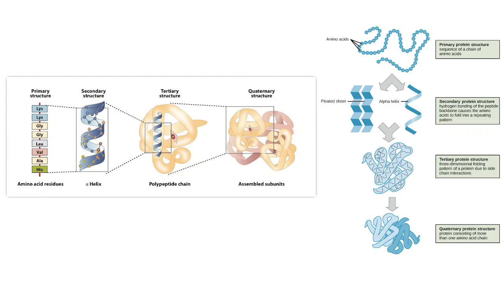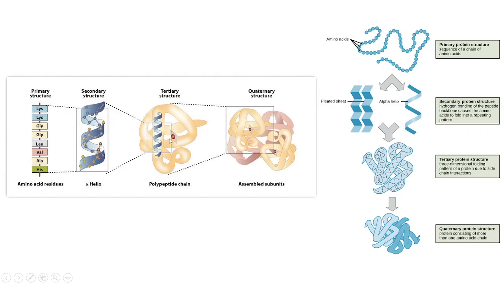Then the secondary structure forms. Two popular secondary structures are the alpha helix and the beta sheet, as you can see over here. The alpha helix is a spiral type of structure and the beta sheet is a sheet type of structure. The secondary structure happens because of hydrogen bonding amongst the sequences, and this causes the amino acids to fold into a repetitive pattern.